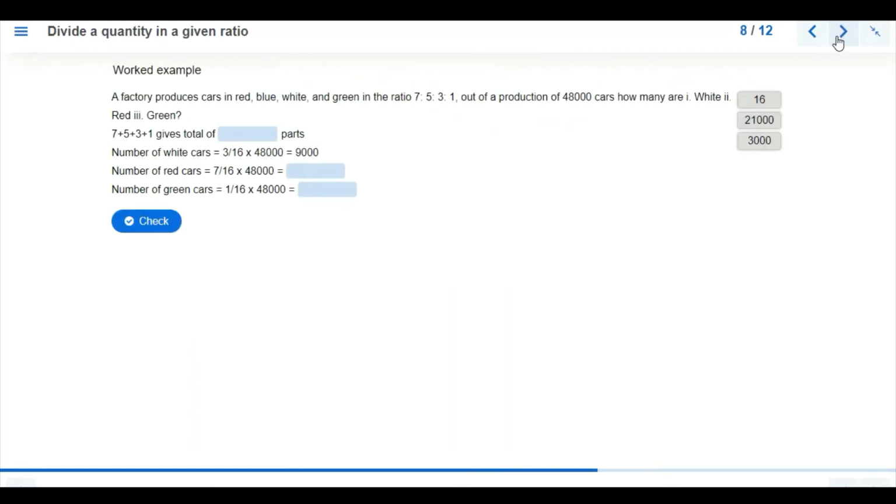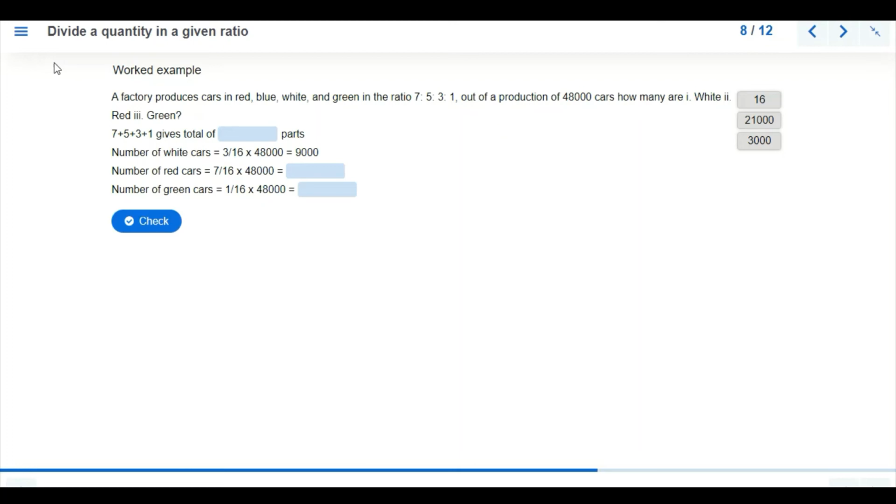Now we have another worked example, which is when you are trying to divide a quantity in a given ratio. We have a specific ratio and we have to divide a quantity based on it. So let's look at this. A factory produces cars in red, blue, white and green in this ratio. For red we have 7, for blue we have 5, for white we have 3, and for green we have 1.